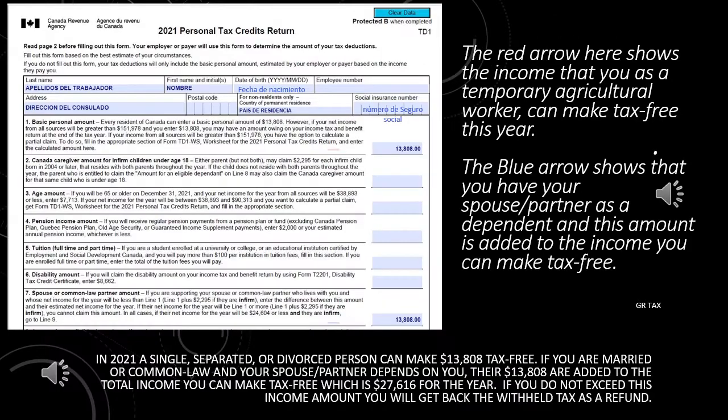The red arrow here shows the income that you as a temporary agricultural worker can make tax-free this year. The blue arrow shows that you have your spouse/partner as a dependent, and this amount is added to the income you can make tax-free. In 2021, a single, separated, or divorced person can make $13,808 tax-free. If you are married or common law and your spouse/partner depends on you, their $13,808 are added to the total income you can make tax-free, which is $27,616 for the year.